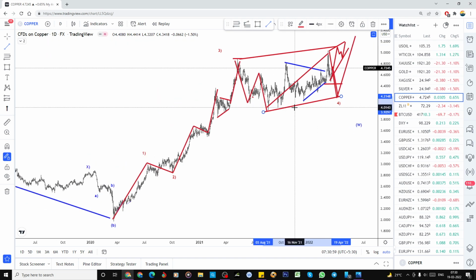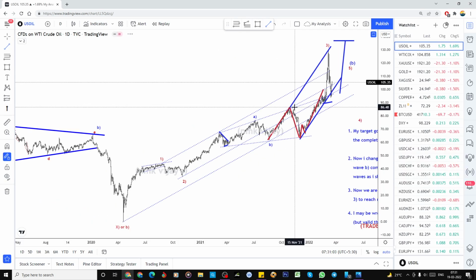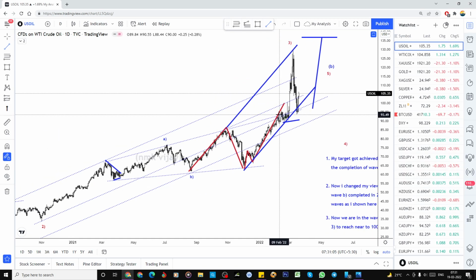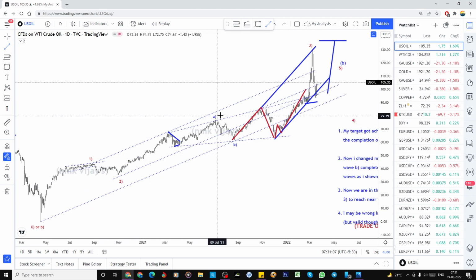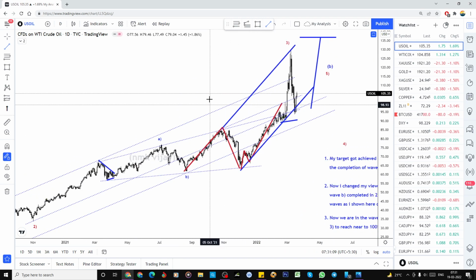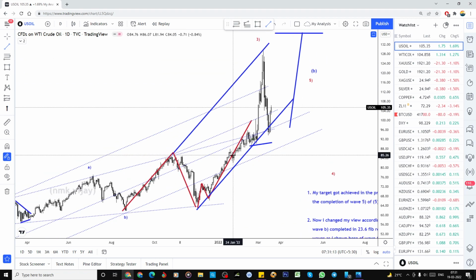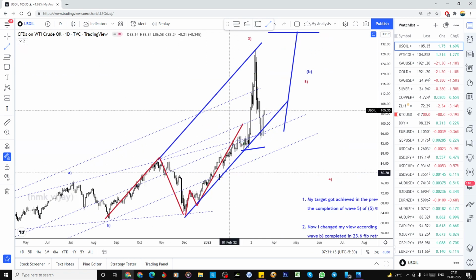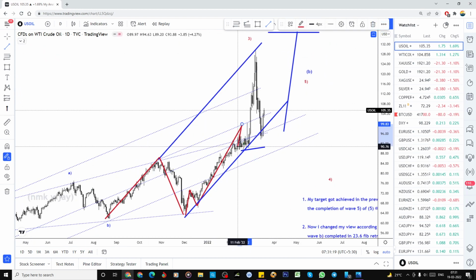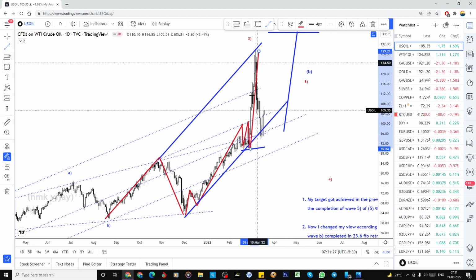Next we will move on to US oil, and I have explained this A, B, and C wave. So whether the C wave is completed or not, we have to watch. Why? Because sometimes it looks like the 4th wave, and the fifth wave got completed, 1 2 3 4 and 5. So 1 2 3, and this is the fourth wave, and the fifth wave already got completed.